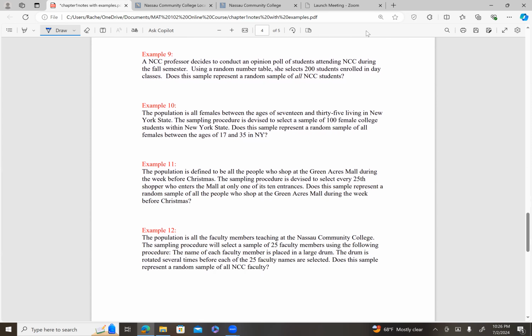So let's look at example 9. Example 9 says an NCC professor decides to conduct an opinion poll of students attending NCC during the fall semester. Upon using a random number table, she selects 200 students enrolled in day classes. Does this sample represent a random sample of all NCC students? So you're probably thinking, no, it's not representative, right? It's not representative of all NCC students.